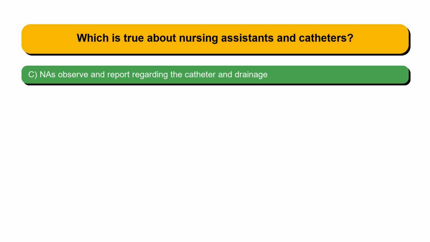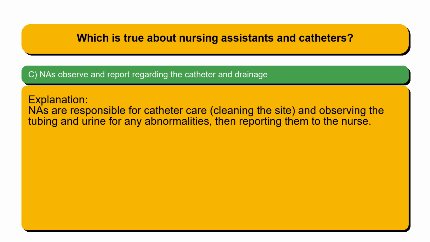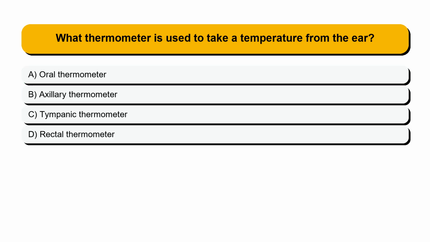The correct answer is option C. NAs observe and report regarding the catheter and drainage. NAs are responsible for catheter care, cleaning the site, and observing the tubing and urine for any abnormalities, then reporting them to the nurse. Question 55.